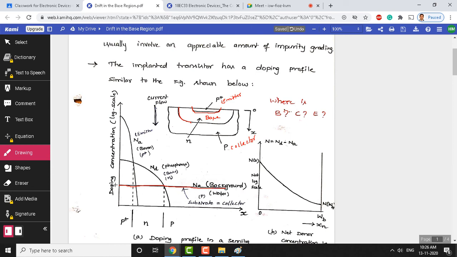So, that doping profile looks like a straight line here. And on top of this, if you diffuse with the phosphorus material, which we would like to have as a base here, that is of n type, you can see the doping profile of n type on top of this already existing p type looks like this. This is the doping profile for the n type, which is the base region of our actual transistor.